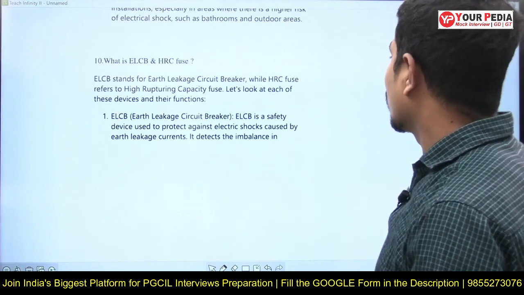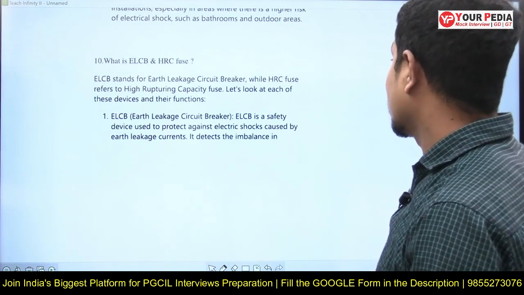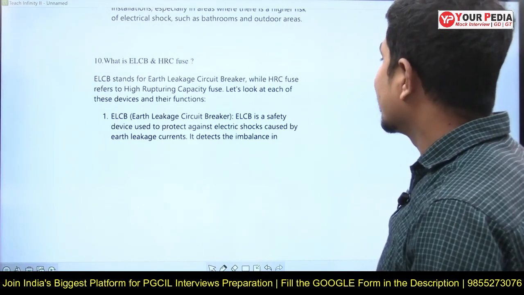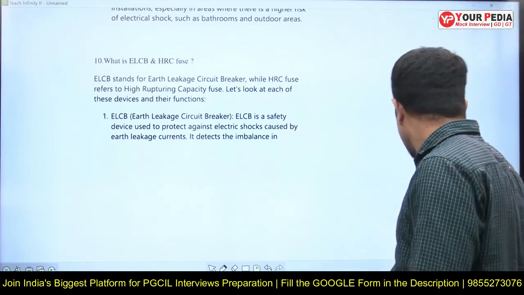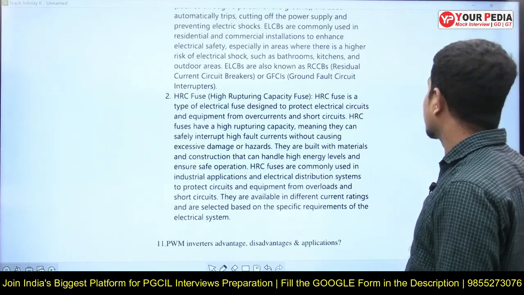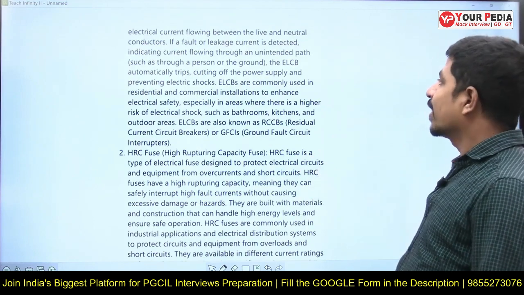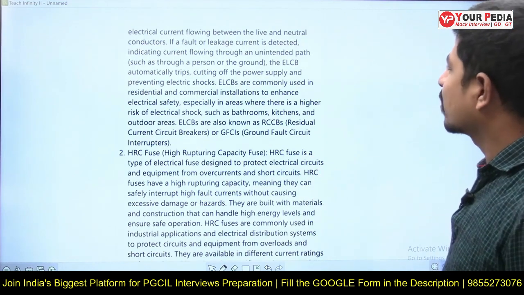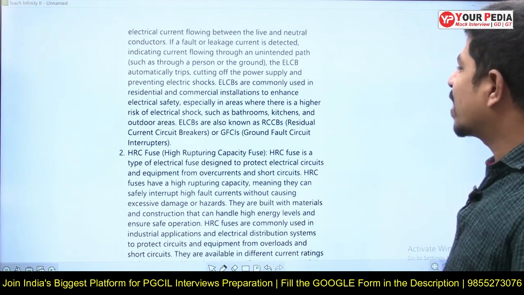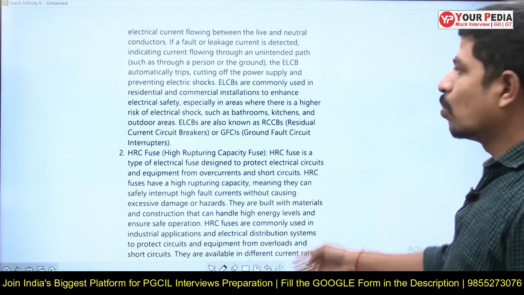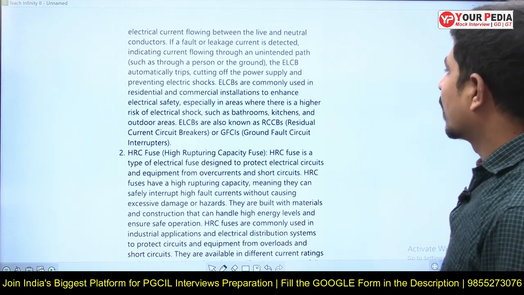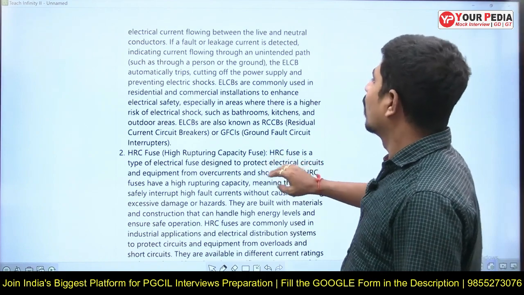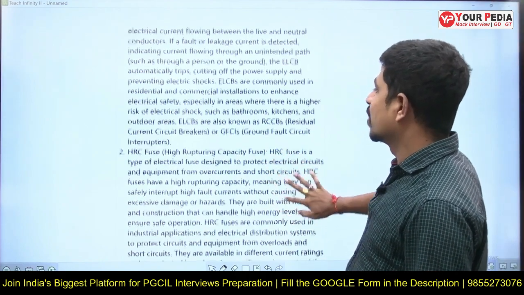ELCB, earth leakage circuit breaker, is a safety device used to protect against electric shocks caused by earth leakage current, and detects imbalance in the electric current flowing between live and neutral conductors. Its purpose is also the same as that of an RCB or RCCB. Yeah, but it is mostly used in residential and commercial installations.